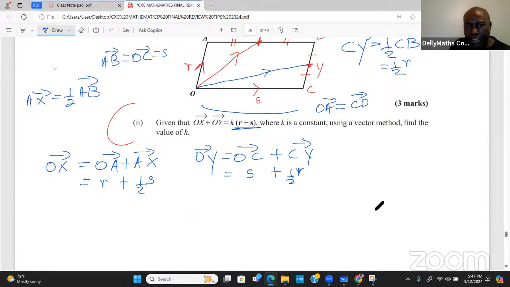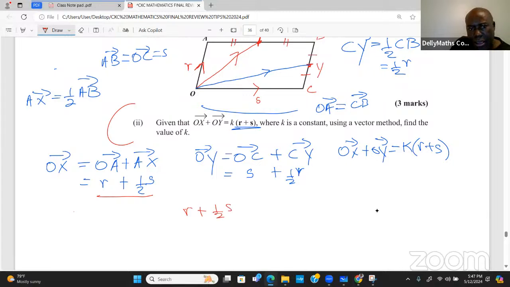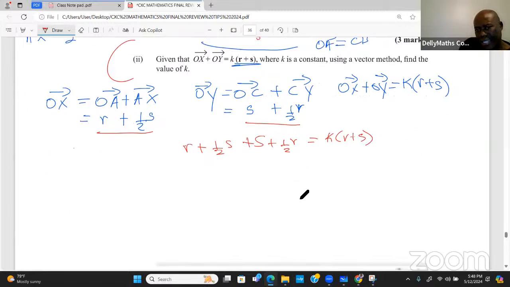Now, in order to solve the problem, we are supposed to do this: OX plus OY is equal to this. Let's do it. I'm not even going to think about it. I'm just going to do it, and then I look. So OX is that. R plus half S plus this, which is S plus half R. This should give us K times R plus S. So that's the idea. Let's put it together.